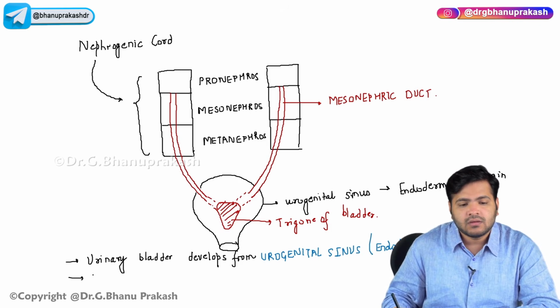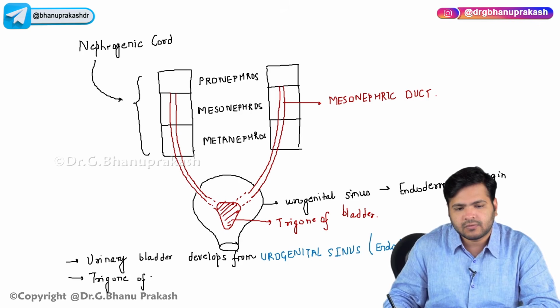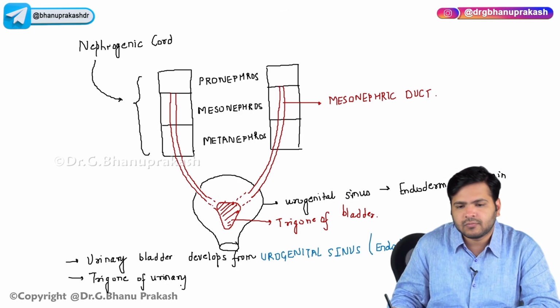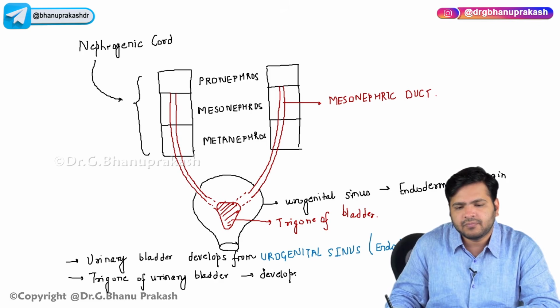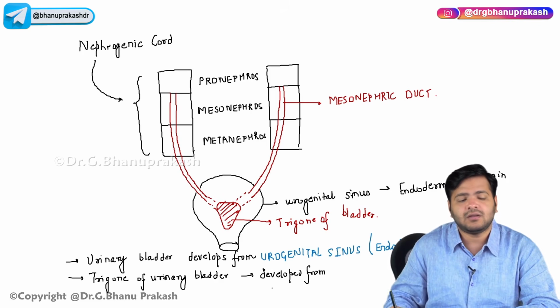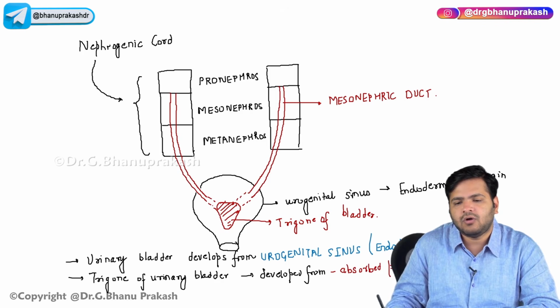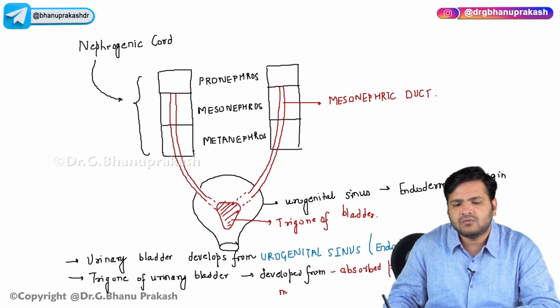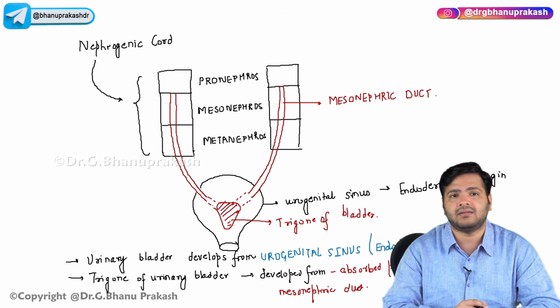So remember, the trigone of the urinary bladder is developed from the absorbed part of the mesonephric duct, right? It is the mesonephric duct which will form the trigone of the urinary bladder, right?